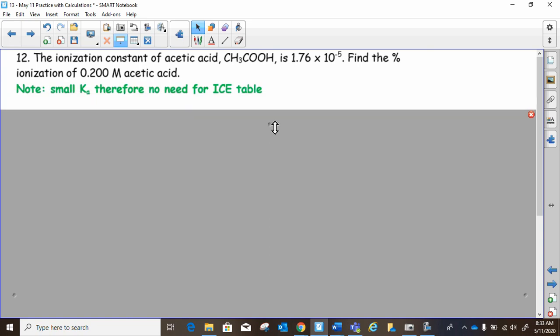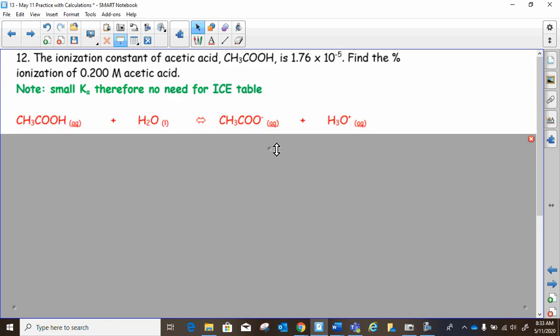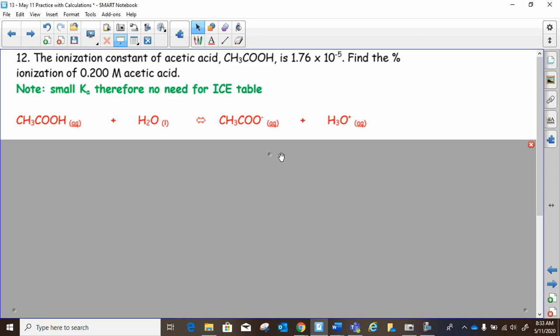Okay, and I also want you to note that the Ka is less than 10 to the negative 4, so we don't have to worry about an ice table. We don't have to worry about that little bit of acetic acid that's breaking down. So there's our acetic acid. We place it in water.